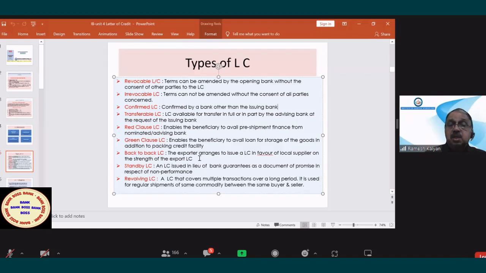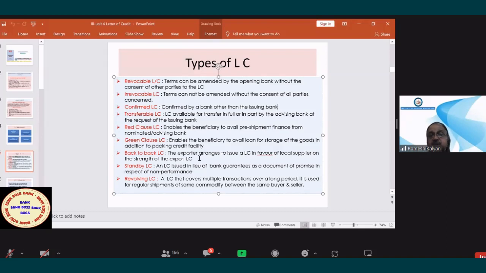Back-to-back LC is, suppose when you are transferring an LC, the problem is the new beneficiary will come to know the details of the LC, because he will come to know the details of the original importer and all. So back-to-back LC is, you do not want to disclose the details of the foreign buyer to the next party. So you can open another LC. You will become the opener. The second party, he will become the beneficiary.